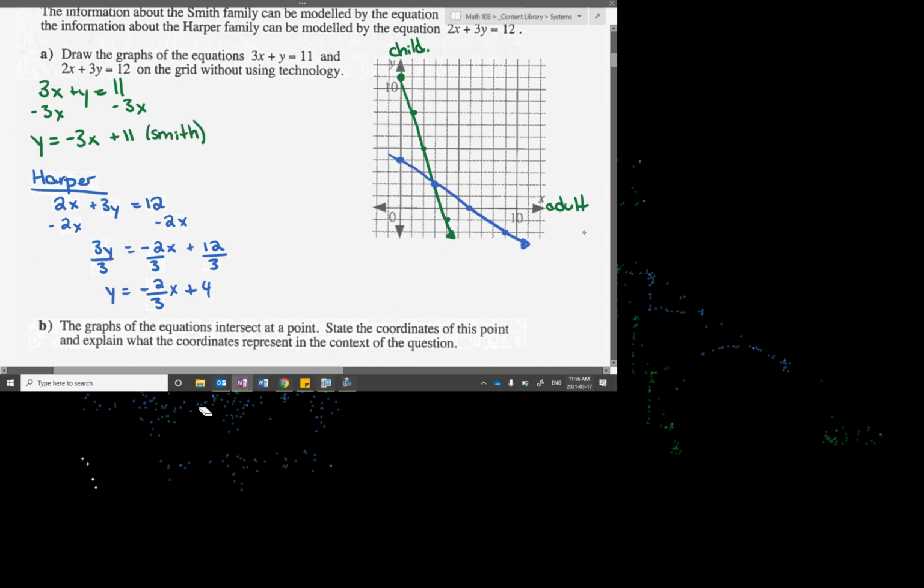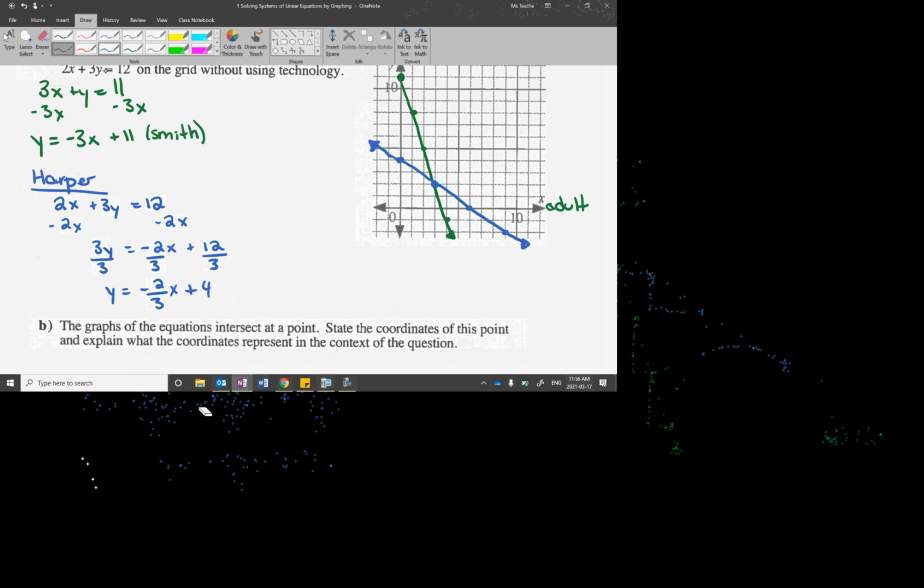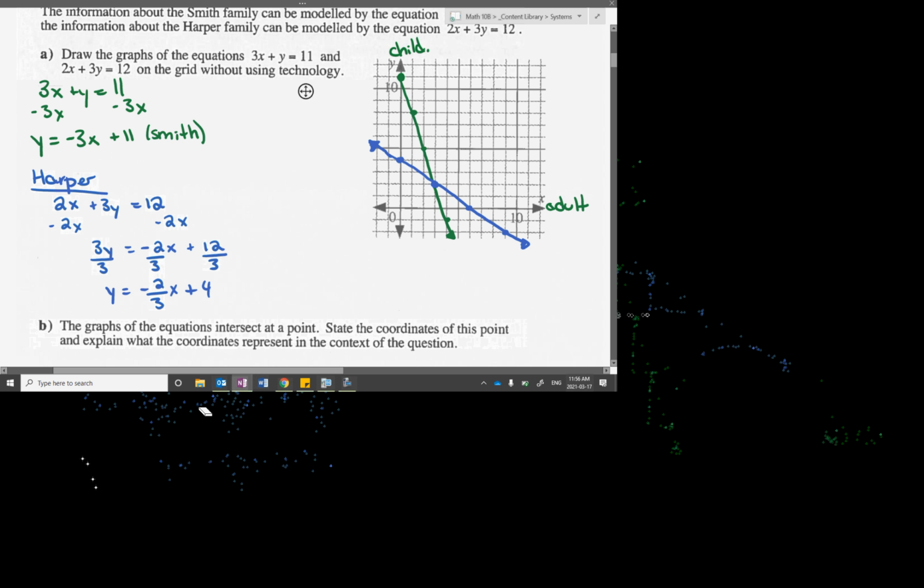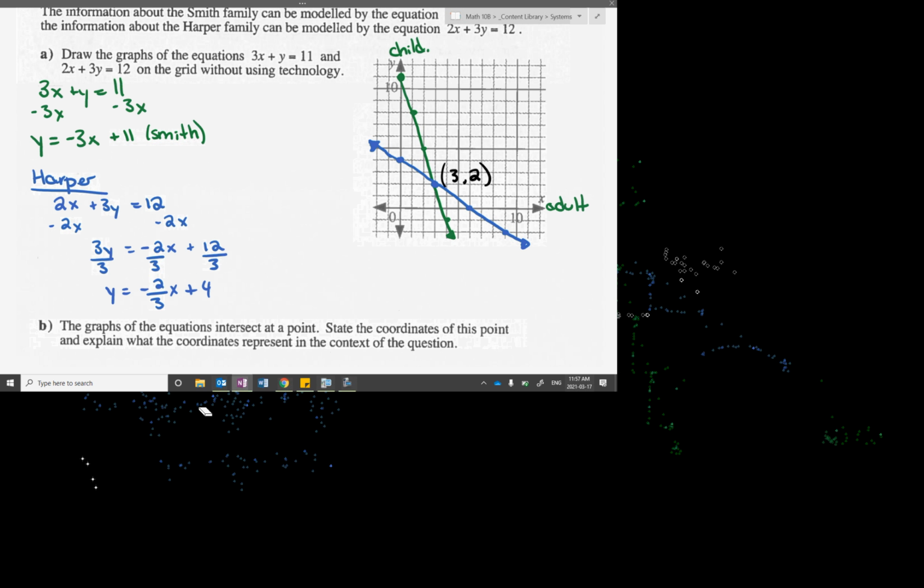Our 2 graphs cross. The point they cross at is at 3 and 2. So what's really neat about this unit is we're given two scenarios. We can use those two scenarios, graph them, and they cross at a point. The point where they cross, we use a couple different terms to explain it, but we would say 3 and 2, so those sets of coordinates satisfy both equations.